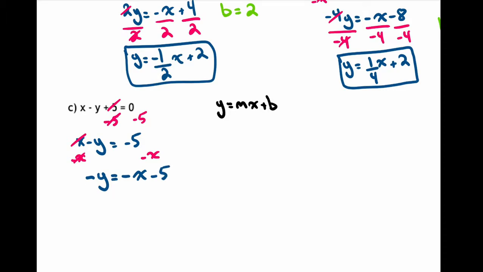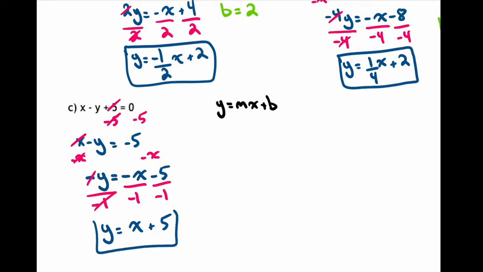Now it looks like y is on its own. However, that negative in front we need to get rid of, because if we look at our slope-intercept form, the y is not negative, the y is positive. So we want this to be a positive y. In order to do that, I have to divide by -1 and divide everything else on the other side by -1. So then we're left with y equals x plus 5.